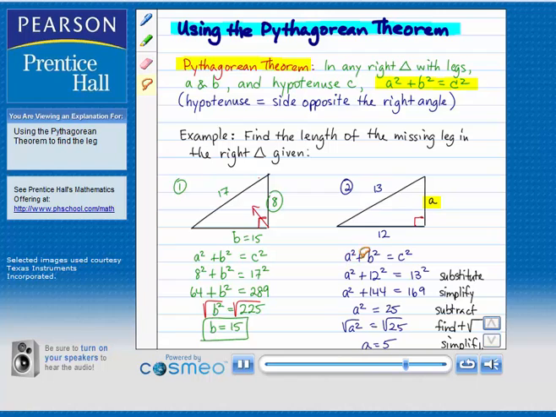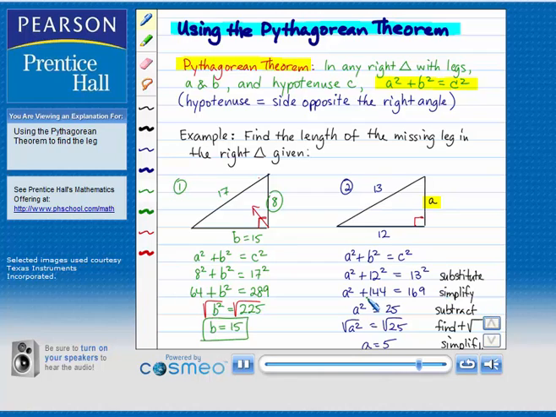Alright, Pythagoras: A squared plus B squared equals C squared. I'm going to begin with a step of substitution. I'm going to take the value of B and replace B in the equation. So A squared plus 12 squared equals 13 squared. I also substitute 13 in place of C. So A squared plus 144 is equal to 169. I simplify the math: 12 squared is 144, 13 squared is 169.